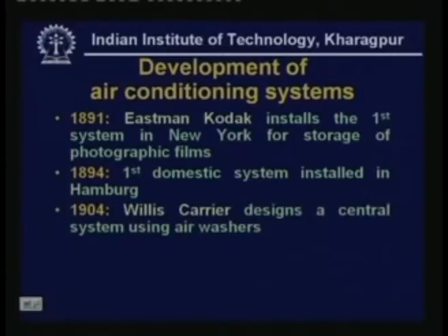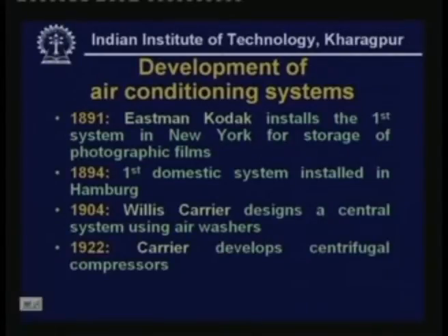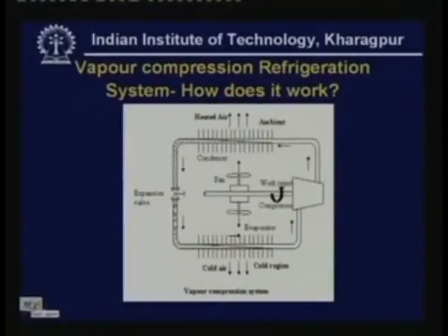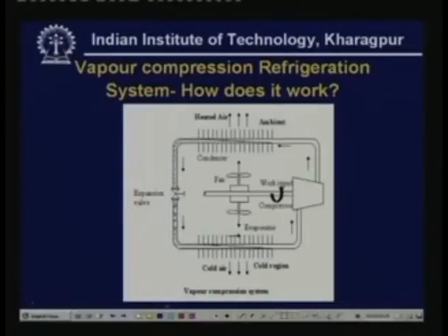Then in 1904, Willis Carrier designed a central system using air washers, and in 1922, the same Willis Carrier developed a centrifugal compressor for use in air conditioning systems. For his contribution to air conditioning industry and air conditioning science, Willis Carrier is known as father of air conditioning. Now let me show the basic principle of a vapor compression refrigerant system.